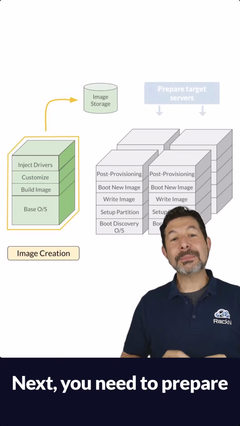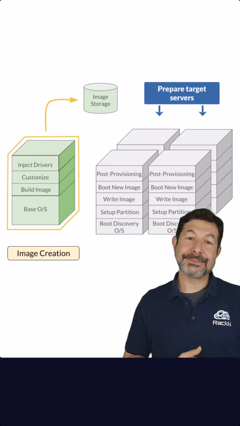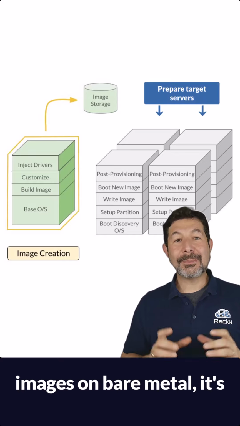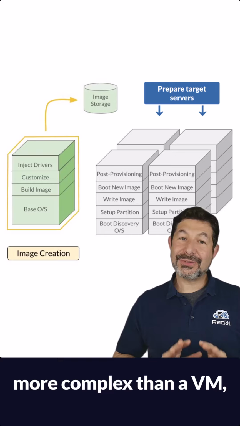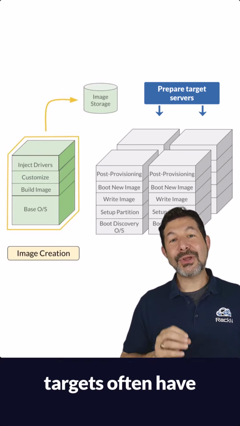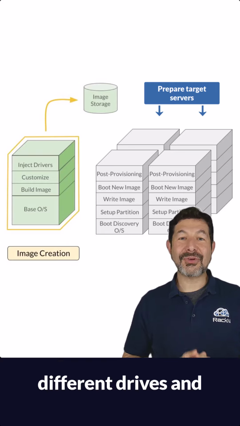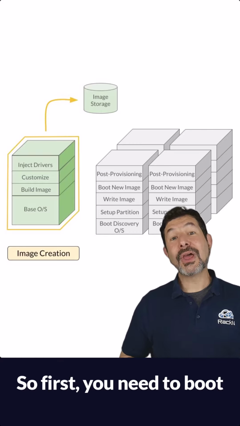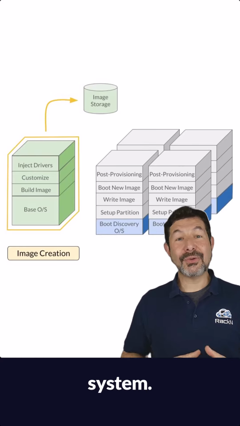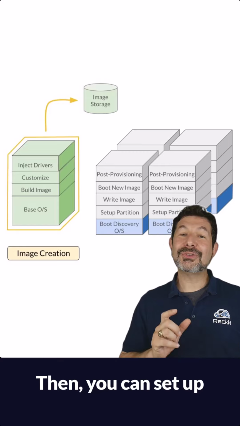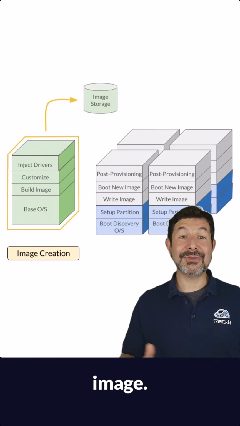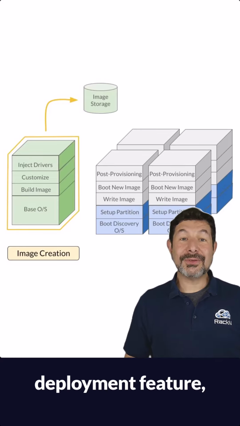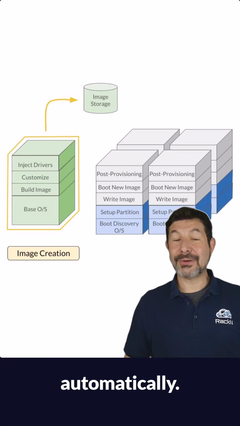Next, you need to prepare your target servers. When you're deploying images on bare metal, it's more complex than a VM because your clone targets often have different drives and partition layouts than your golden image. So first, you need to boot and get control of the system. Then you can set up partitions to receive the image. Our native image deployment feature, Eikon, handles this automatically.